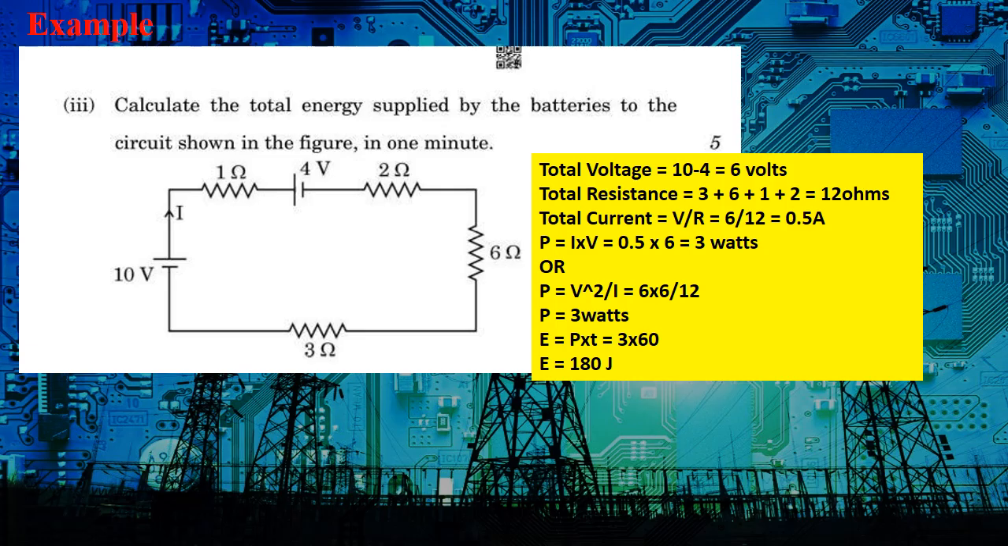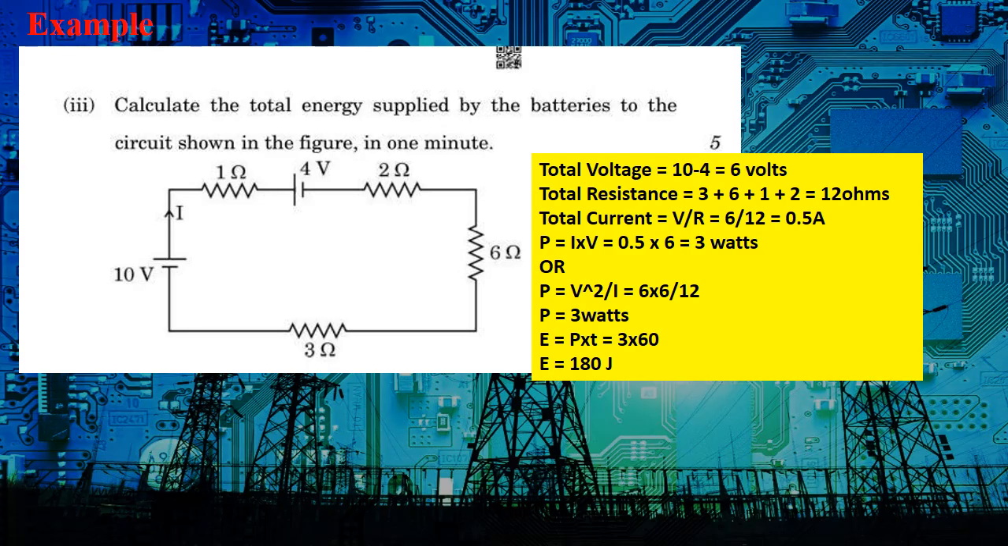When they are connected in series, you just add them up, but also consider the polarity, the direction of the voltage. That 4 volts is opposing the 10 volts, so you subtract 4 from 10 to get the total voltage. So total voltage is equal to 10 minus 4, which is 6 volts. Total resistance: because all the resistances are connected in series, you add them up. 3 plus 6 plus 1 plus 2 is equal to 12 ohms. Total current is equal to total voltage divided by total resistance. So 6 divided by 12 will give you 0.5 amps.